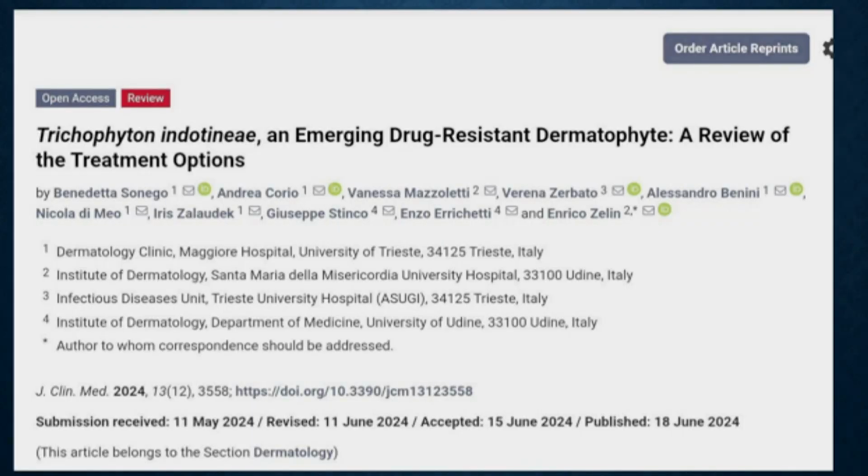Now, this is an article which was recently published on Trichophyton indotineae, regarding its drug resistance and the treatment options. And the options that I have already shown are already mentioned in this article.